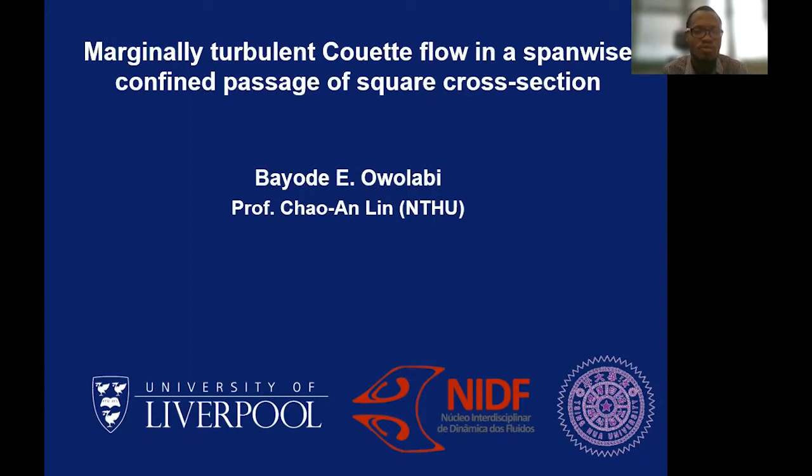So first, we have marginally turbulent flow. And by marginally turbulent flow, we are referring to flows at Reynolds numbers just above transition. And as I will show you later on, at these Reynolds numbers, interesting things happen.